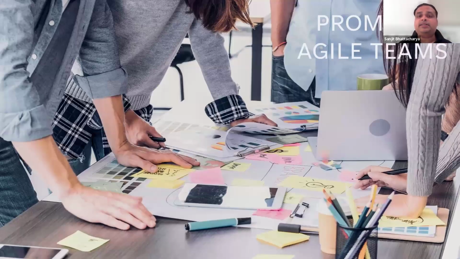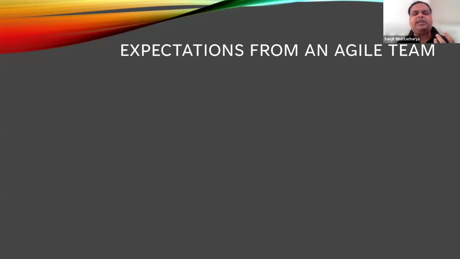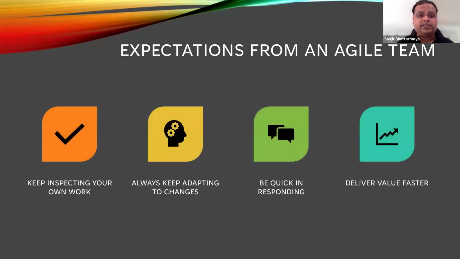Well, now this is where we get started with how prompt engineering or prompts can help agile teams. Before jumping into it, let us see what the expectations are from any agile team. If I can sum up in four quick points: one, you have to keep inspecting your own work. Two, you always have to keep adapting to changes. Three, you have to be quick in responding and delivering value faster. More or less, everything that is expected from an agile team is covered in these four points. There could be certain aspects which are not there, but trust me, there are very few agile teams in the whole world who are actually doing all of this. Well, that's a different topic. Let's not digress. So these are the basic expectations from an agile team.